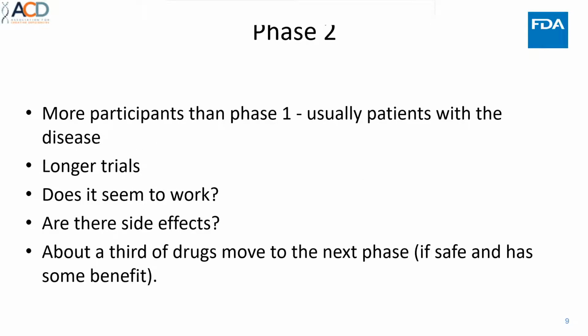If a safe dose is found in phase 1, then we need to know if the drug provides some benefit on some aspect of the disease. We want to know this before the sponsor puts large resources into a big study. And also, besides that, we're looking at side effects. We're giving the drug longer in a phase 2 than a phase 1, so we want to know if with time we're seeing more side effects. And about a third of drugs move on from this phase to a phase 3 trial, and that is if they found it to be safe and they believe it has some benefit.